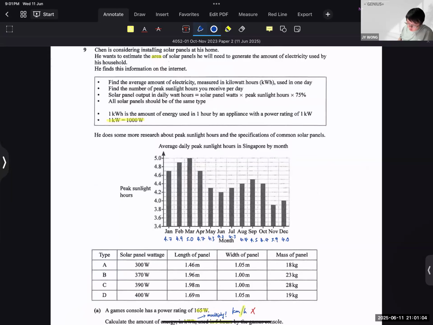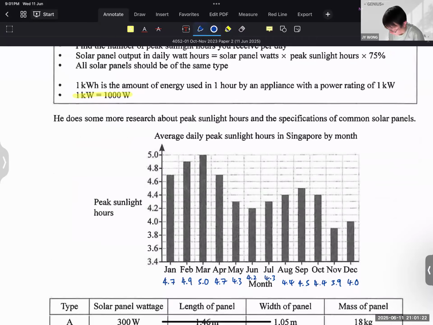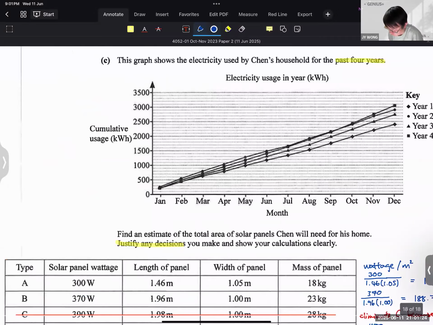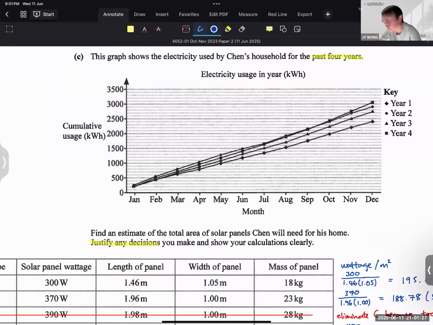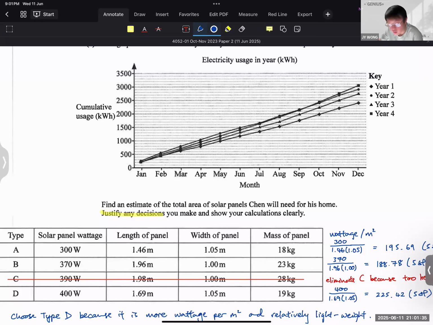Now, how to calculate? They tell you that you need to take the average amount of electricity. You need to find the average amount of electricity used in kilowatt hours in 1 day. Right? So that's the next thing that we need to go and find. We need to find the average amount of electricity that he uses per day. You must also state what assumptions you make about the question.